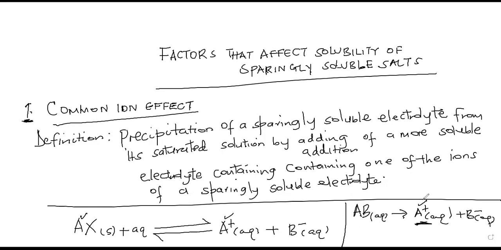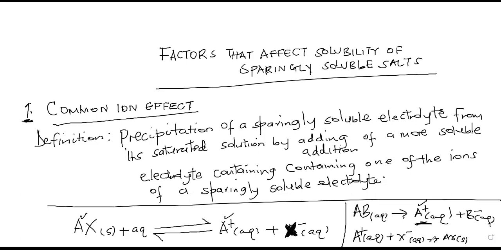It means that the excess A is going to react with the X. Sorry, actually this was supposed to be X here, not B. So the excess A, having a higher concentration, will react with the X to precipitate AX again, and that will lead to precipitation of AX solid.